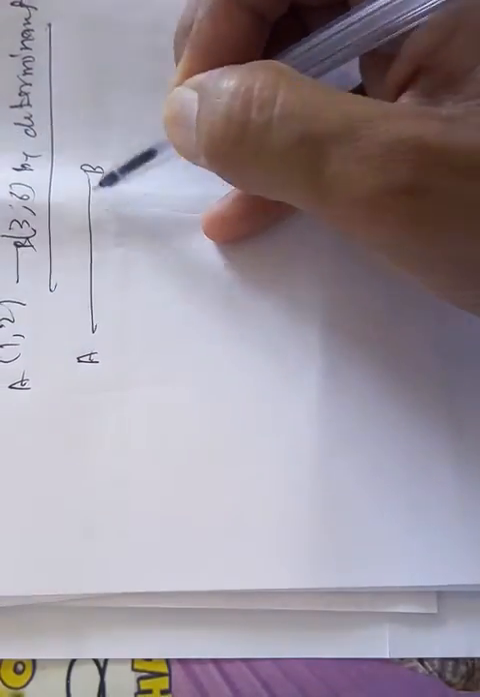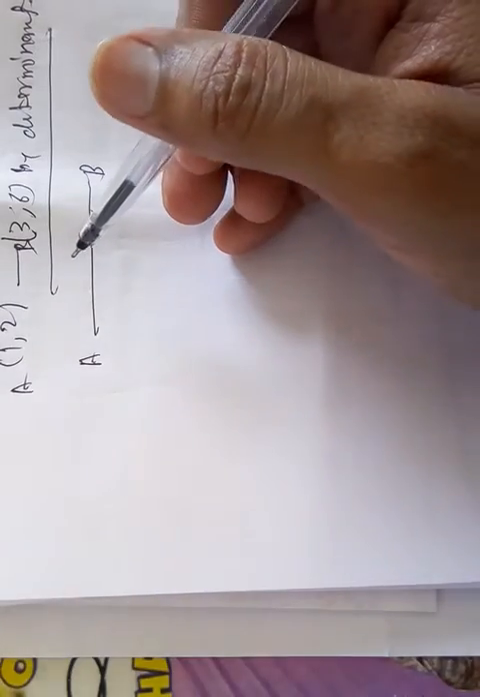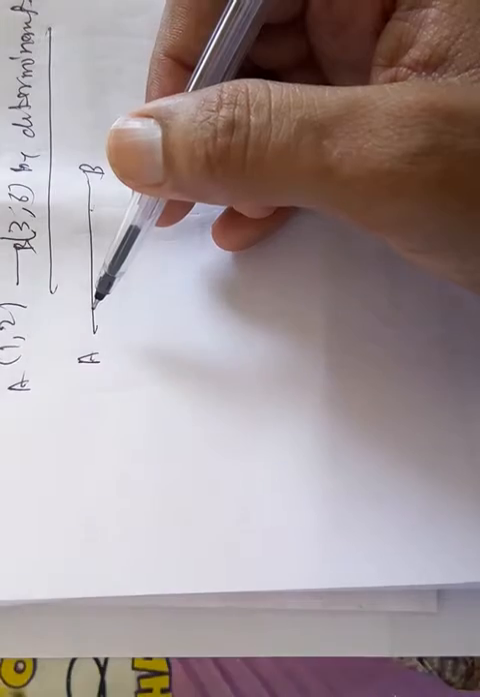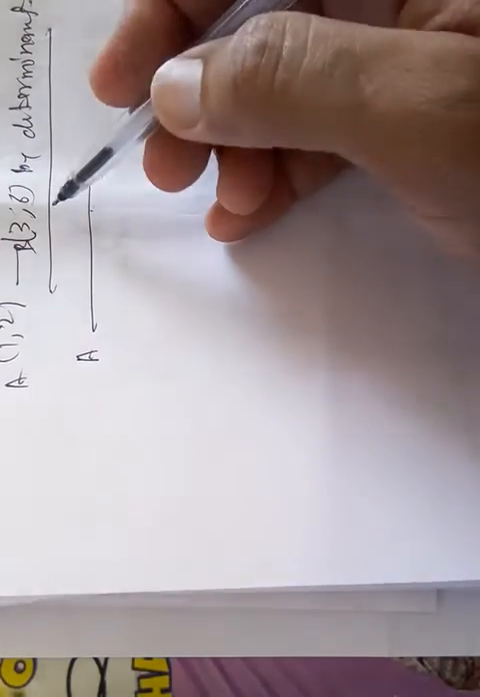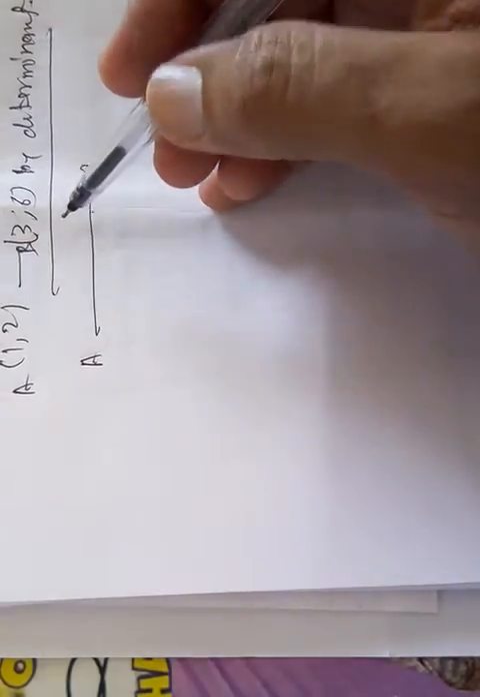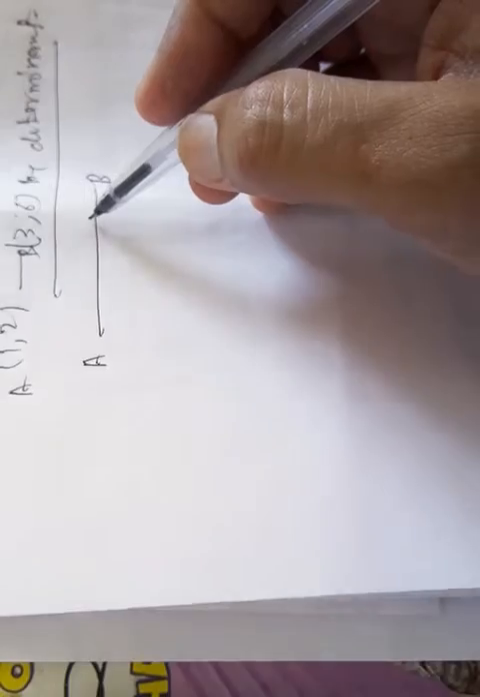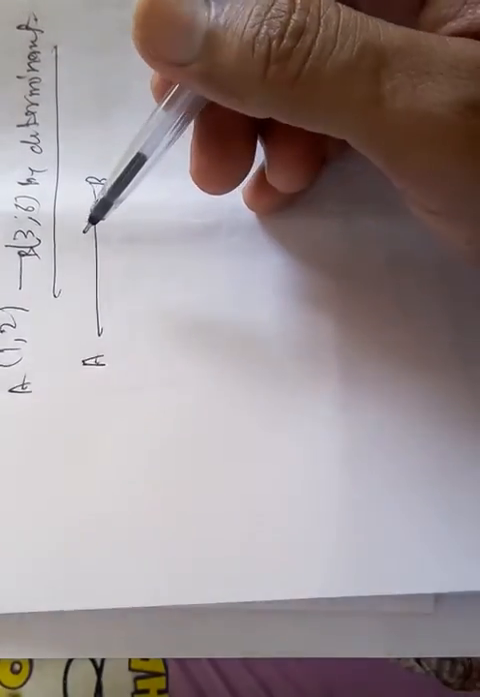AB join. For area of triangle, a minimum of 3 points are given. Area of triangle is 0 for collinear points. Collinear means linear, and linear means equation of a line. Using the determinant formula, not the equation of line formula, find the equation of the line.